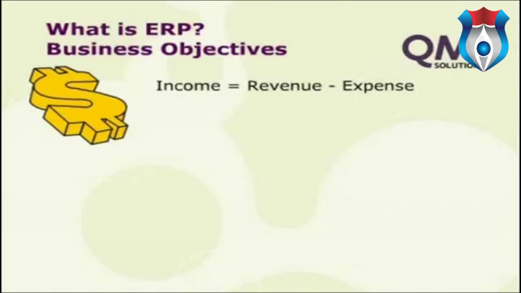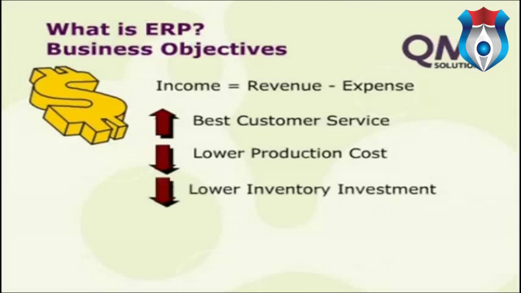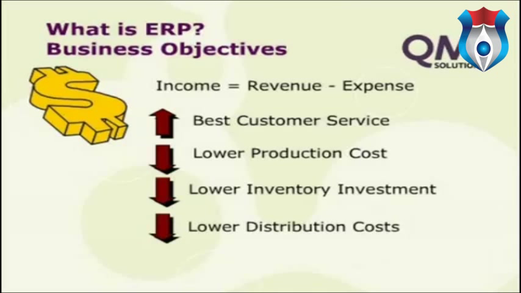To understand what an ERP system is, let's look at the business objective. The high-level objective for a business is to increase its net income, with net income equaling revenue from sales less the expenses incurred on those sales.